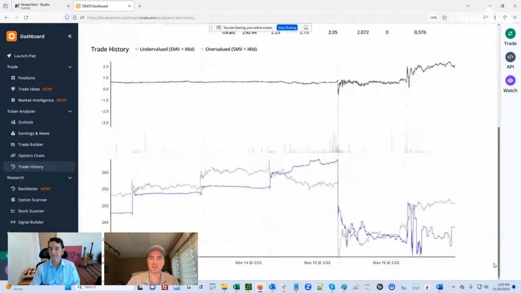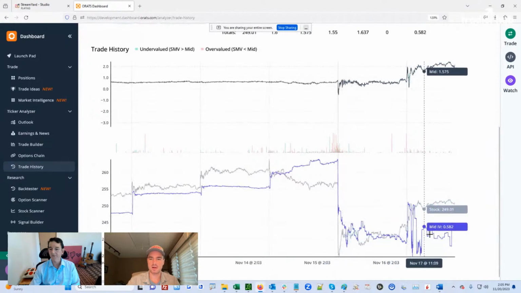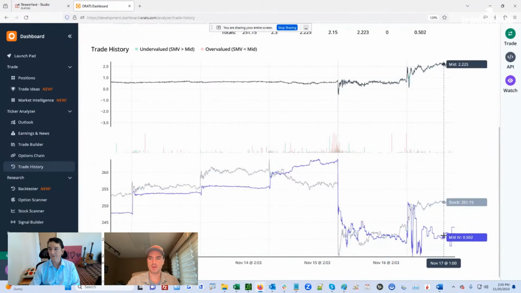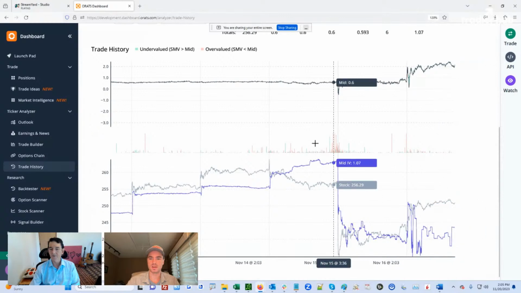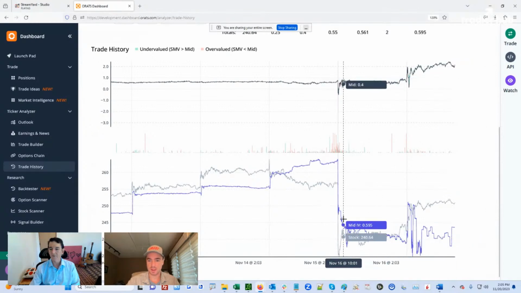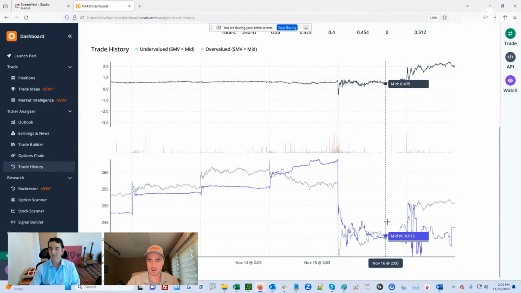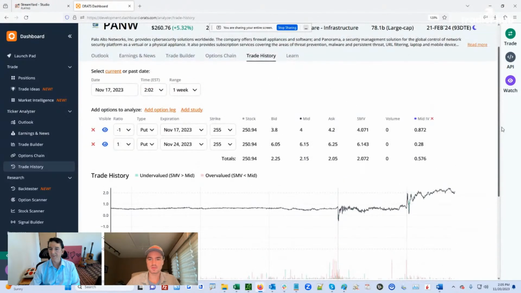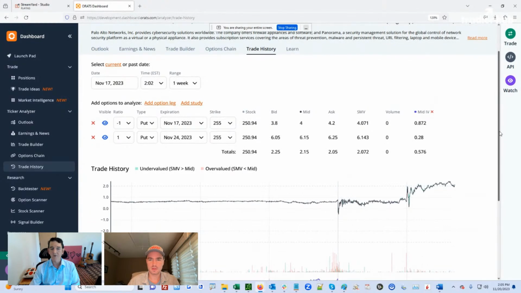So like different Greeks, you can see at the bottom there, we have the mid implied volatility of the trade, and you can see it dropped really heavily there. Yeah, right there. And that might have contributed to that trade price. Right.